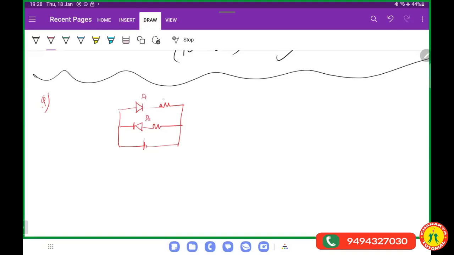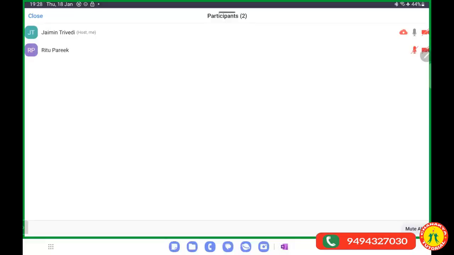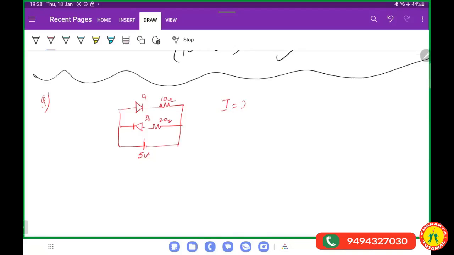D1, D2, 10 ohm, 20 ohm, 5 volt. And we need to find the current. How will you find it here? This is a neat question. 20. 12.